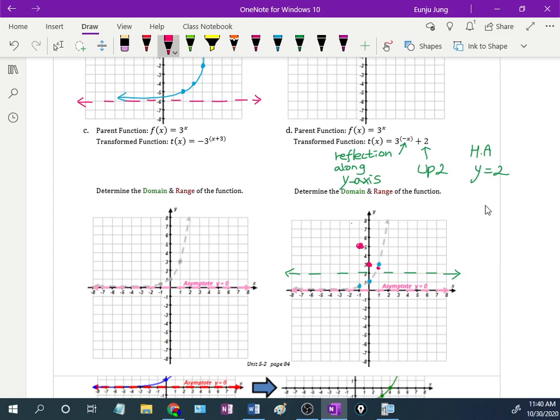Now let's connect the dots. This is going to be decreasing, not increasing, because we are flipping along the y-axis. So this is the graph of the function t after transformation.